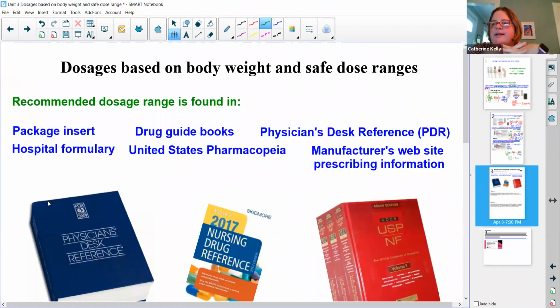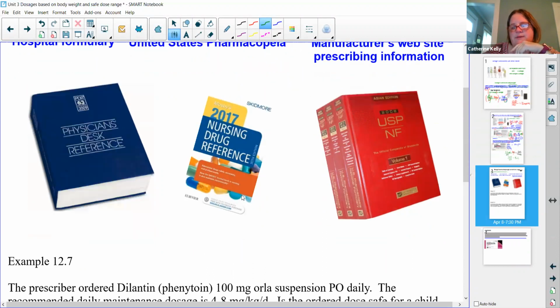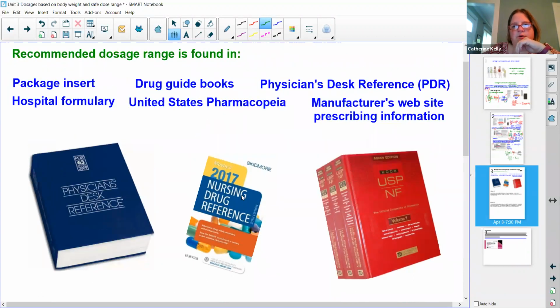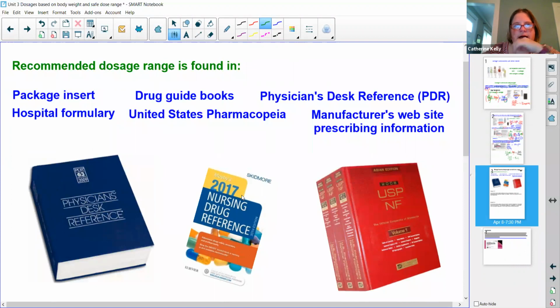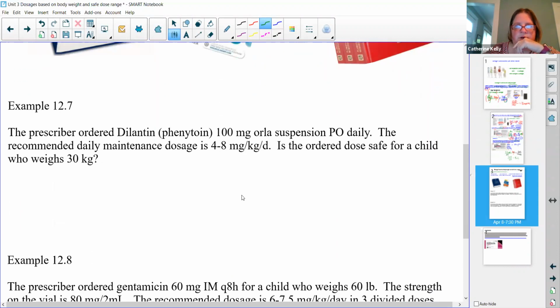Now, dosages based on body weight and safe dose ranges. So the recommended dose range is found in the package insert, the hospital library, the drug guidebooks. They're based on the United States Pharmacopoeia, physician's desk references, or the manufacturer's website. So safe dose ranges are important for drugs because every drug has one, and there's a certain amount that you cannot exceed.